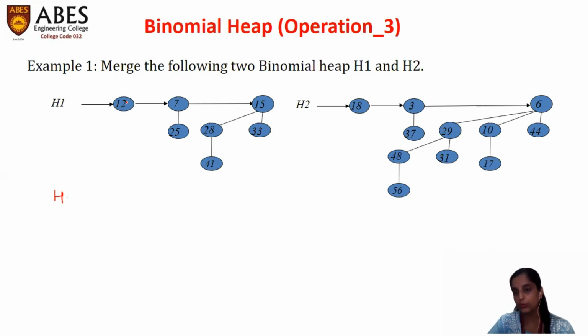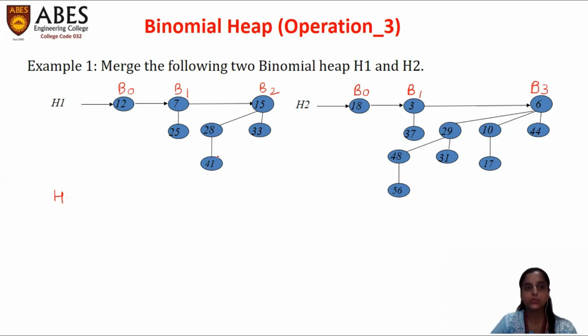Starting from here, this particular root node is of order B0, because it does not have any child node. This node has one child node, so this binomial tree is of order B1. This binomial tree is of order B2 because there are two child nodes. Here we also have one binomial tree of order B0. This binomial tree is of order B1, and this binomial tree is of order B3 because there are three child nodes.